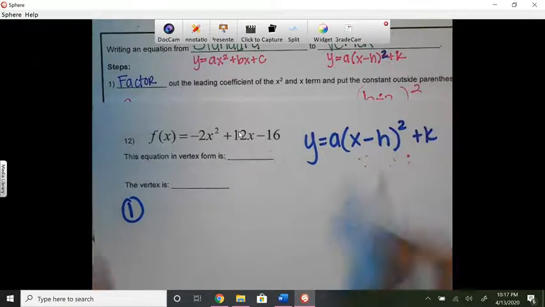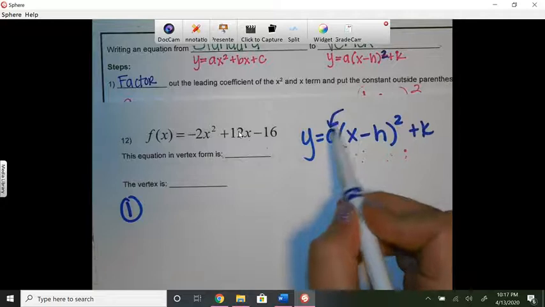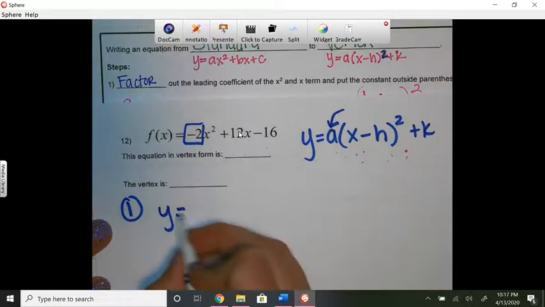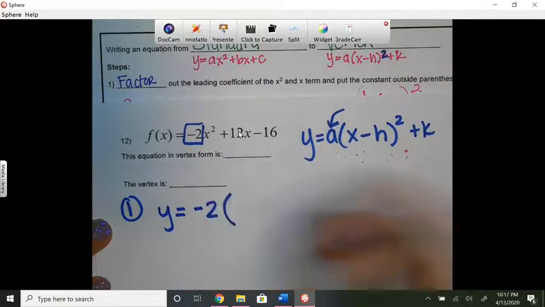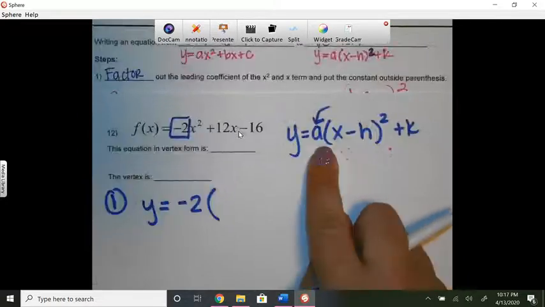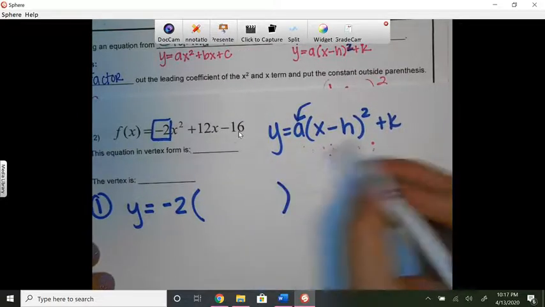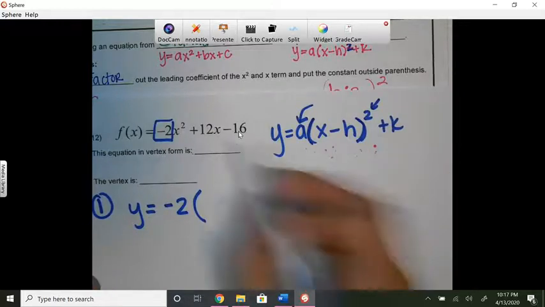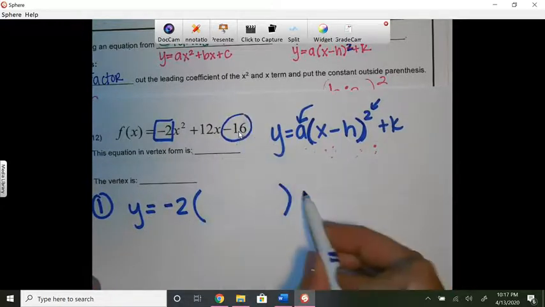Okay, so that helps me remember I want the a value. This number right here, the first step is I want that on the outside. So I look at this and this helps me remember what I need to do. So then I'm going to have parentheses. I'm going to do the square part later, and I'm going to have the one without the x over here.